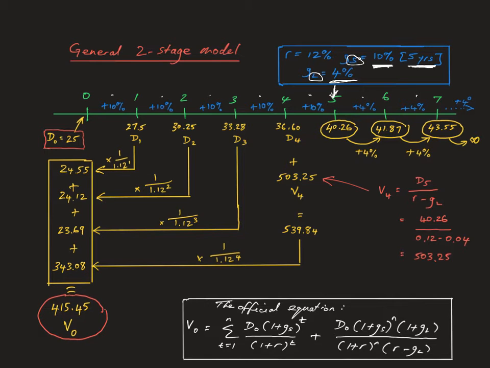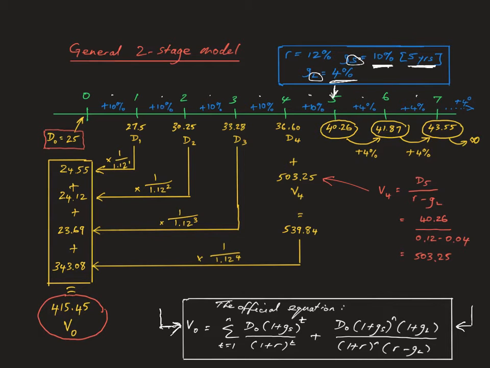We could deal with this situation by using the official equation for the general two-stage equity valuation situation. And that is a scary and daunting looking equation. It is, however, once you break it down and think it through in terms of what the components of this particular equation are, it turns out that it is merely an application of standard time value of money principles. Let me show you what I mean by that.